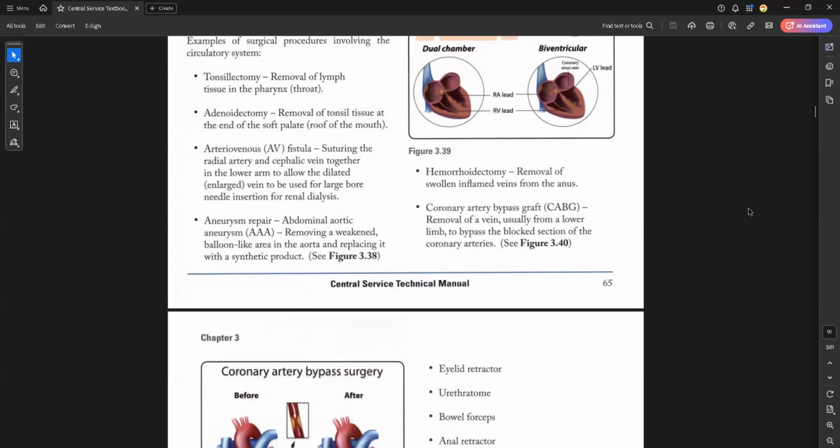Coronary artery bypass graft, CABG, removal of a vein, usually from a lower limb, to bypass the blocked section of the coronary. When there is an artery that is blocked, they create a bypass. Just like you are driving, and let's assume there is an accident in front of you, and then they make a detour that will pass around there. So it's just like a detour, that's what we call a bypass, for the heart to be very strong. Next one, please.